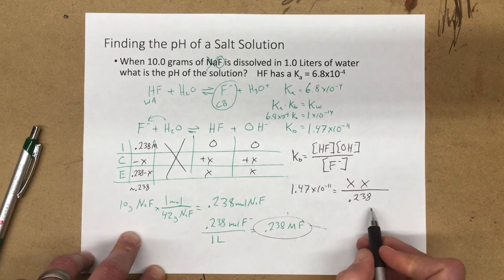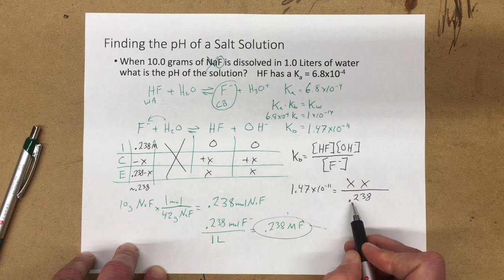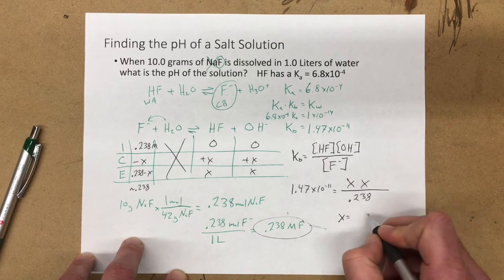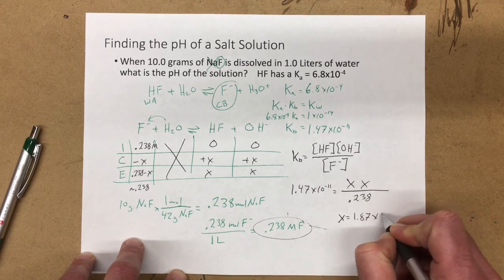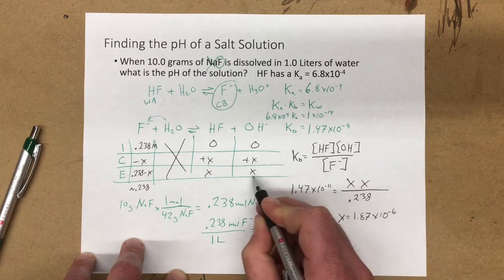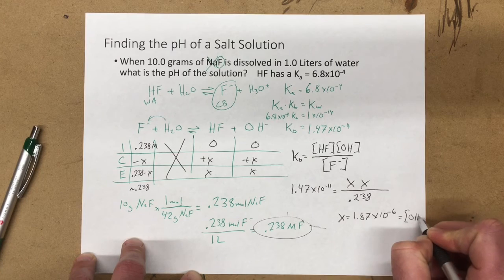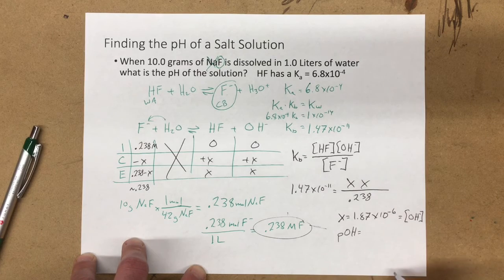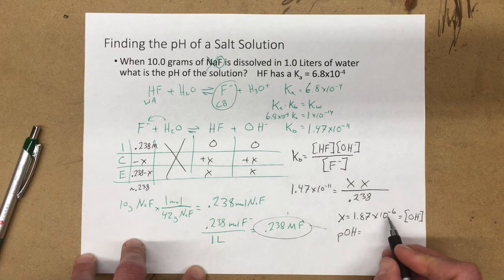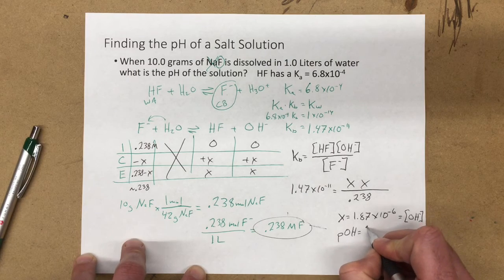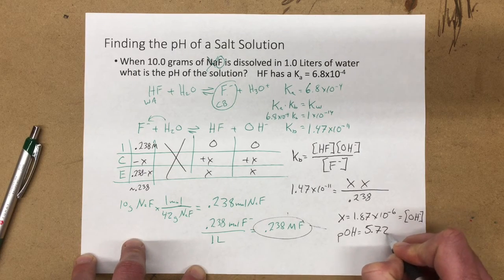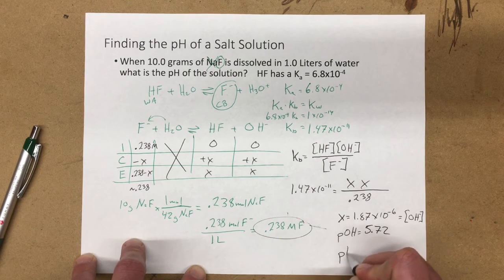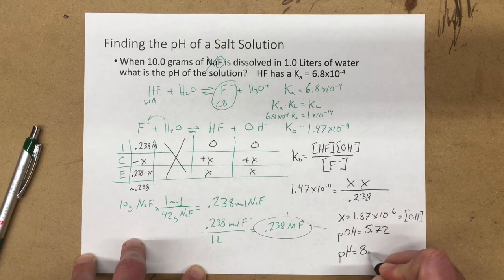All right, so we will solve for x, so multiply both sides by 0.238, and then take the square root, and we'll find that x is equal to 1.87 times 10 to the negative 6. What does x mean? Well, x was the concentration of hydroxide. So with the concentration of hydroxide, I can find pOH by taking the negative log of 1.87 times 10 to the minus 6. So my pOH comes out to be 5.72. And from pOH, I can subtract from 14 to find pH. And so my pH ends up being 8.27.